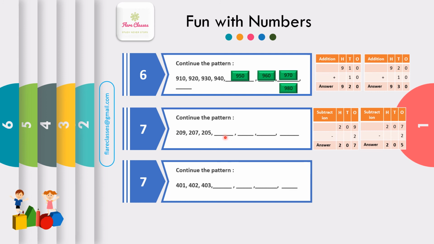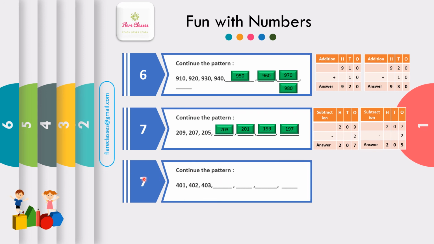Next number will be 205 minus 2, 203. Next 201. Next number will be 199. Next 197. Come to the next question.